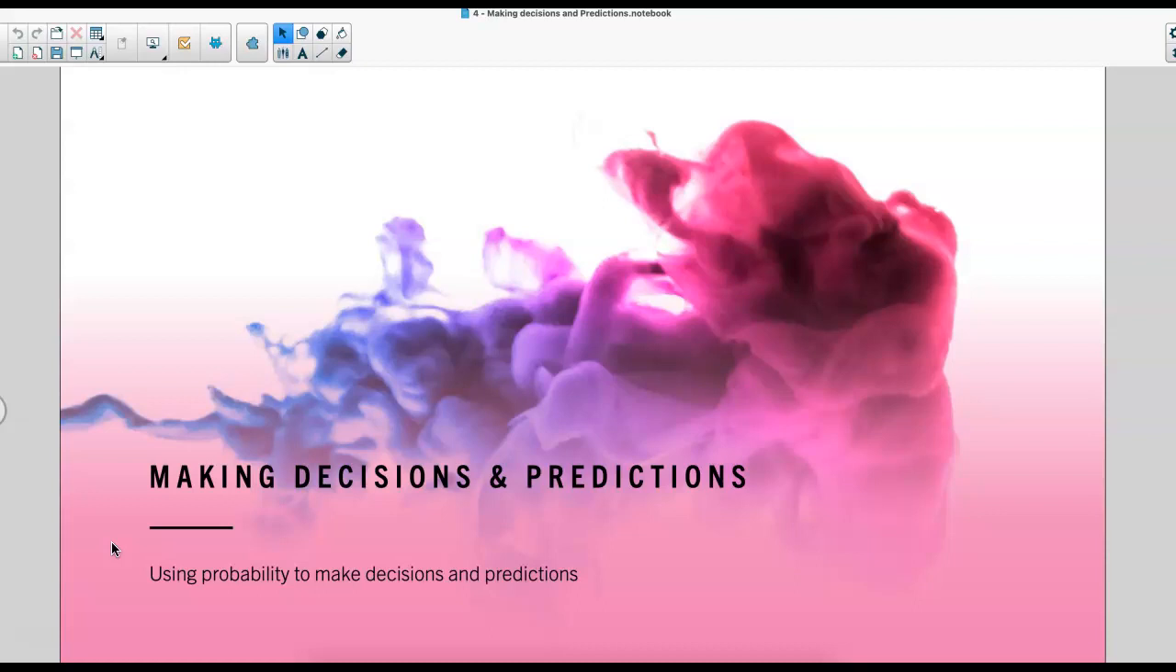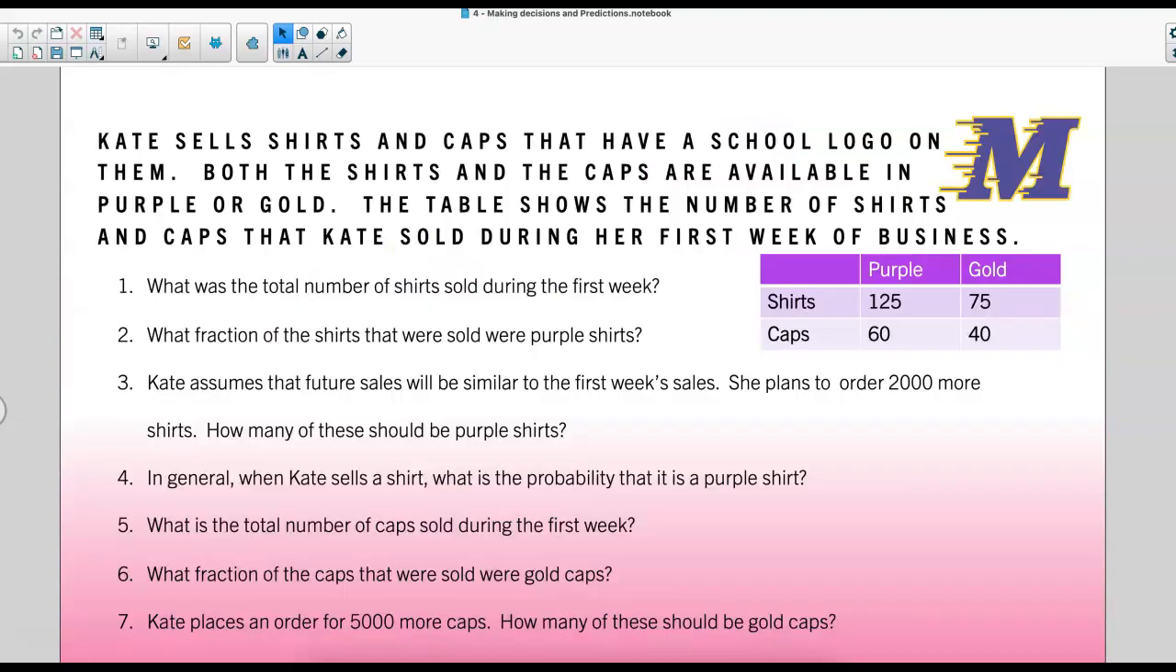So, if we look at the first scenario: Kate sells shirts and caps that have a school logo on them. Both the shirts and the caps are available in purple or gold. The table shows the number of shirts and caps that Kate sold during her first week of business. So she's starting a business, selling shirts and caps. She sold 125 purple shirts, 75 gold shirts, 60 purple caps, 40 gold caps.